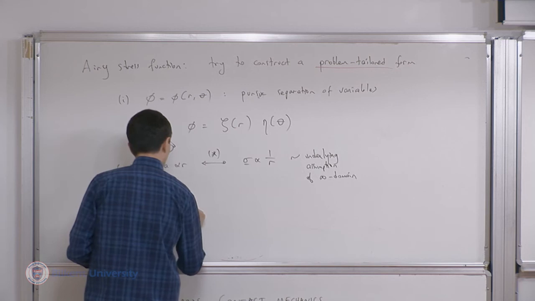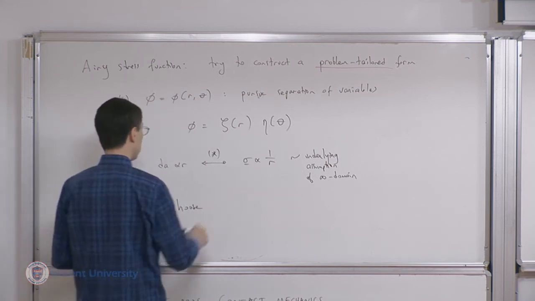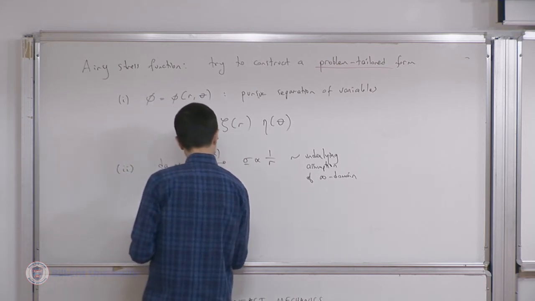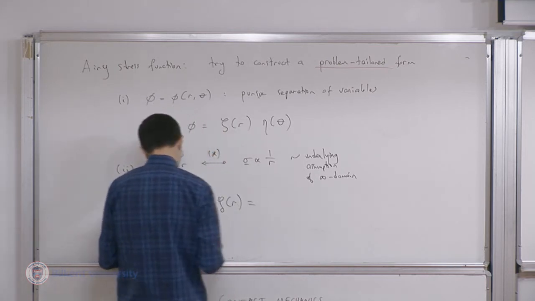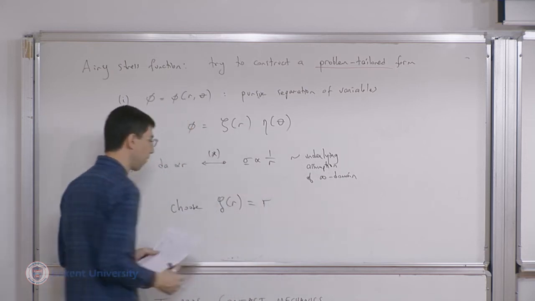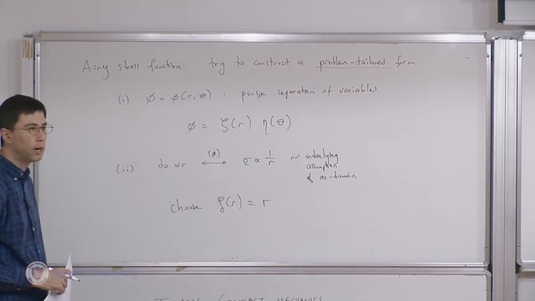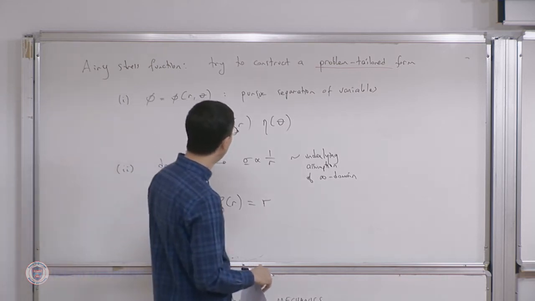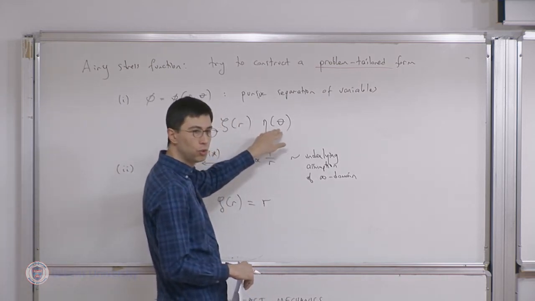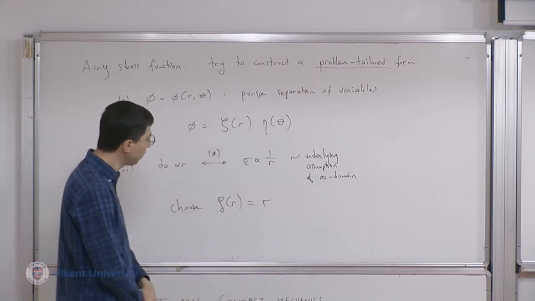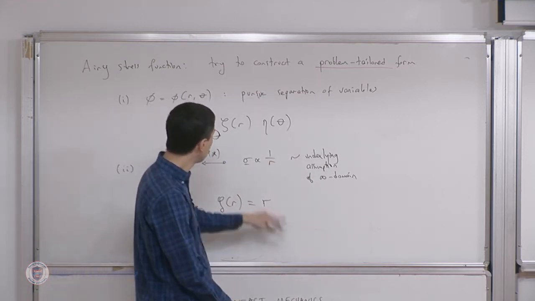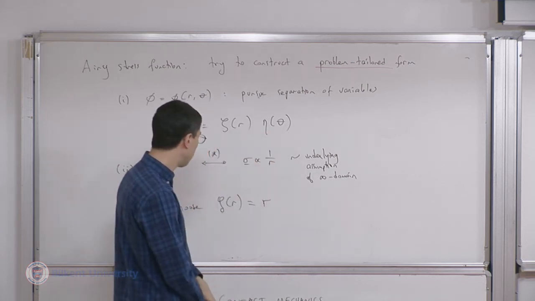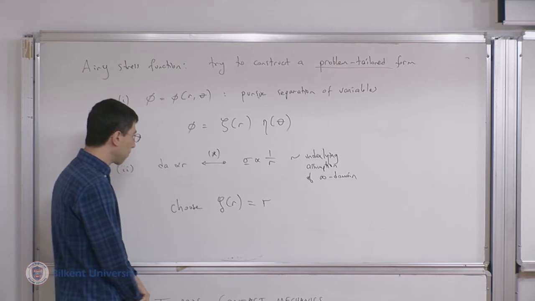So, I've already told you that for that to be the case, phi must be linear in r, and that means that zeta must be linear in r. We're just going to pick zeta to be equal to r. There could be some multiplicative constant or additive constant, whatever. I'm throwing all of that into, well, there couldn't be an additive constant, but there could be a multiplicative constant, and I'm throwing all of that into eta.